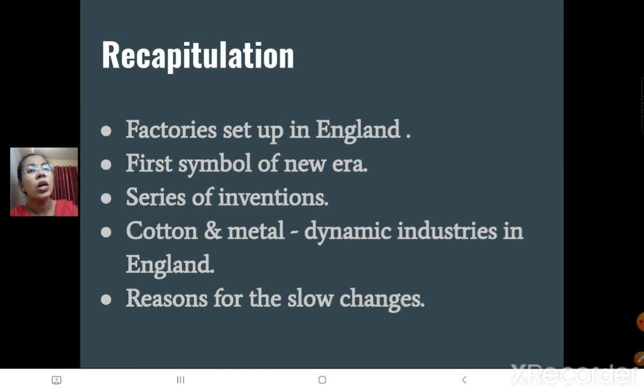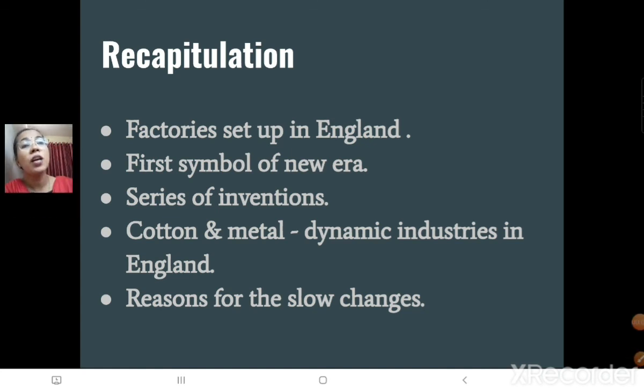We also saw that though there was large-scale production of textiles, it was in the domestic units rather than in the factories. Then we saw that though the new technologies were setting up, the changes were very slow in the society, as the industrialists were very cautious about the expensive machines and also the costly repairs.